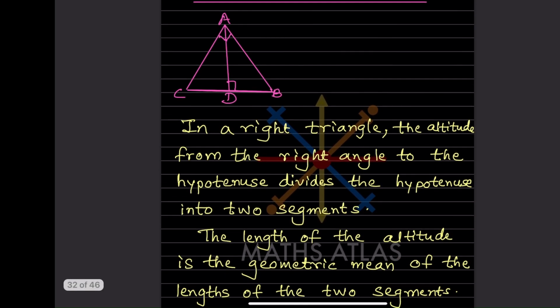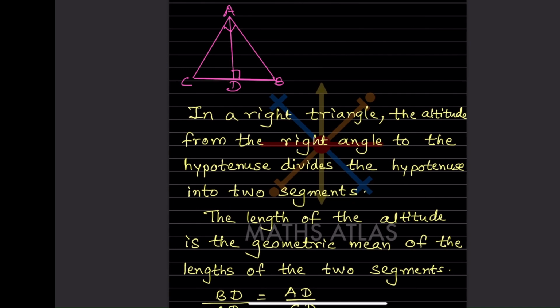Then the geometric mean theorem. So here this is a right triangle, and this is also the height, or we also call it the altitude. So in a right triangle, the altitude from the right angle to the hypotenuse divides the hypotenuse into two segments. Now see here, this is 90, so this is going to be the hypotenuse. So the length of the altitude is the geometric mean of the lengths of the two segments.